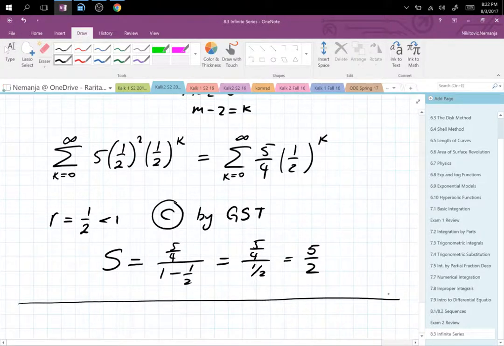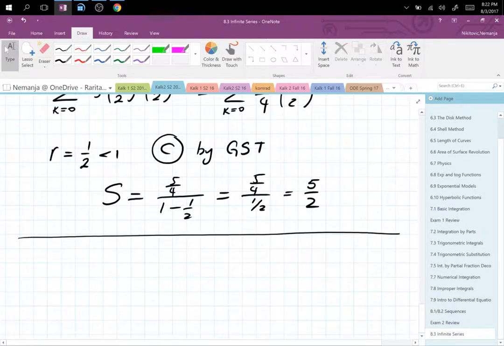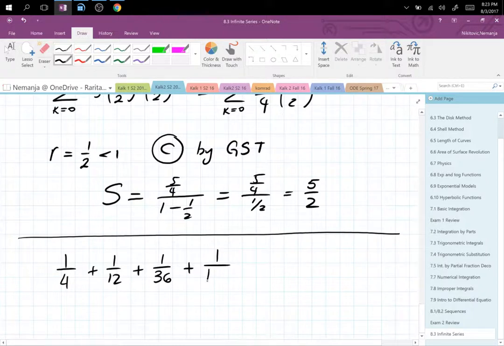And the last problem that you guys should work on is, drum roll, how much is 1/4 plus 1/12 plus 1/36 plus 1/108 plus ... forever? How much is this?